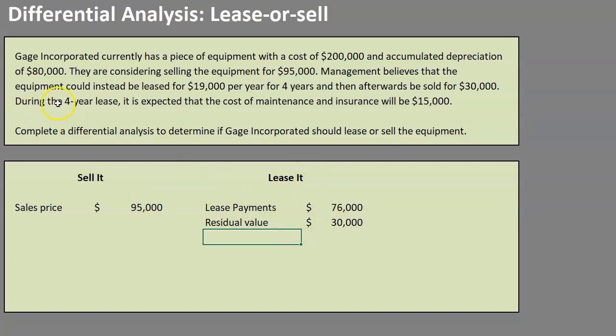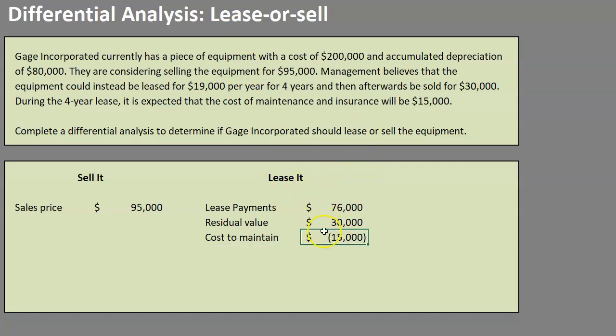If we do lease it, we are going to have differential costs here as well. We are going to have to spend $15,000 over the term of the lease. Remember, that's not annual, that's total. Over the term of the lease to maintain it. So let's go ahead and include that as well. Now remember, since this is a cost, this is a cash outflow, so this will be negative. So we have to pay $15,000 in order to maintain this equipment.